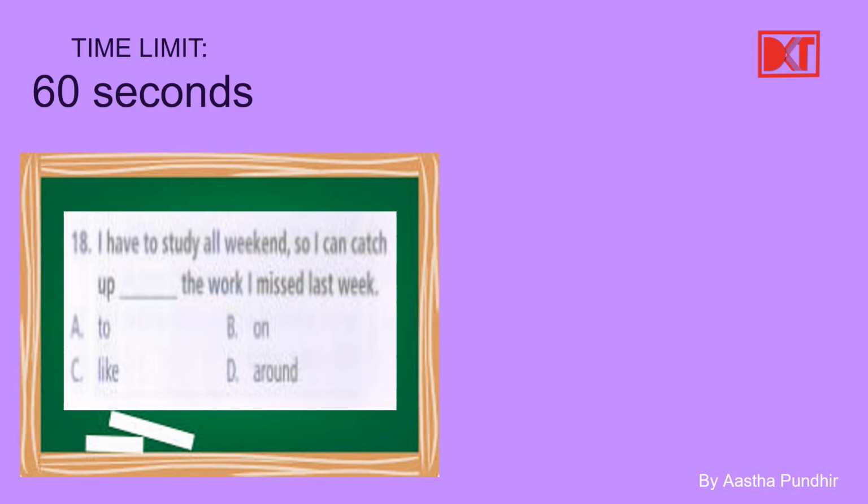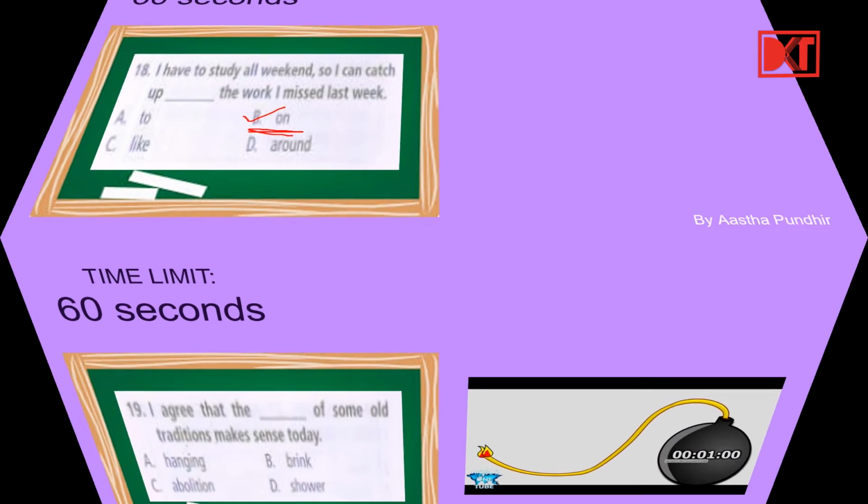Okay, here we have: I have to study all weekend so I can catch up dash the work I missed last week. Catch up to the work, catch up on the work, catch up like the work, or catch up around the work. So here the correct answer is B. Catch up on the work I missed last week.